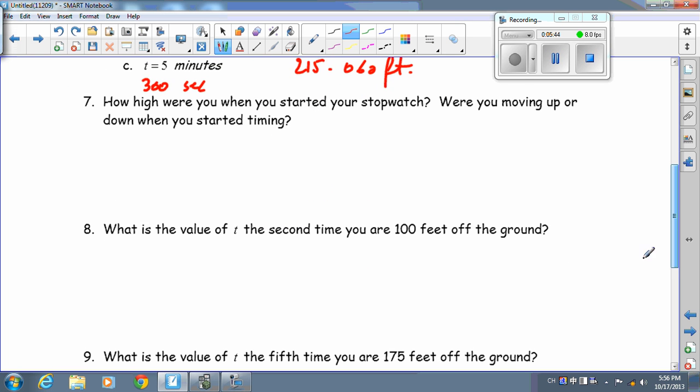Alright, the next question says, how high were you when you started the stopwatch? When you started, it was at t equals 0. Once again, you can just look at the calculator and your answer should be 32.222 feet. And was it going up or down? We discussed this already and we noted that it was moving down from the beginning.